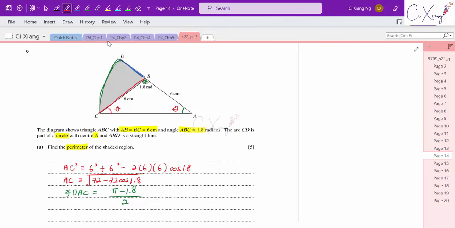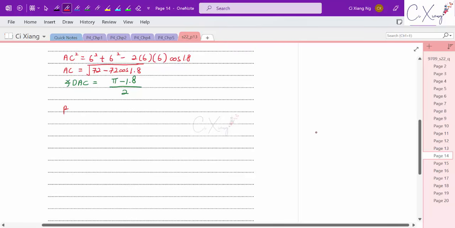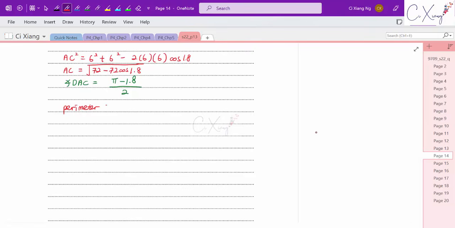Now I can start to combine everything together so that I can get the lengths for all the parameters of the shaded region. For the perimeter of the shaded region, you can see that we need BC, BD, and CD. So let's start. To find the perimeter, we need the length of CD plus CB plus BD.